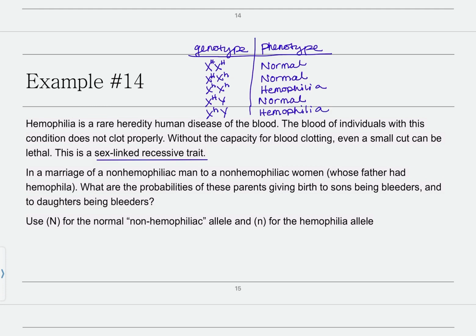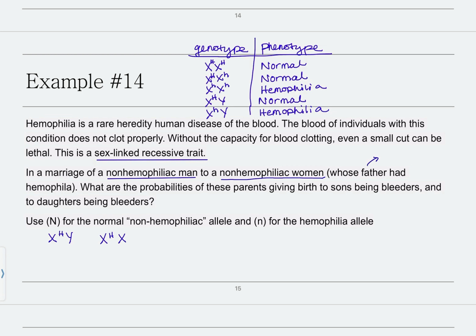Okay, so we have to figure out the genotypes of the parents, and it says a non-hemophiliac man, so a normal man whose genotype is going to be, since we already have our key, he has a dominant allele, is married to a non-hemophiliac woman, so she's going to have at least 1 dominant allele. We have to look for other information to let us know what her second allele is. And it said her father had hemophilia.